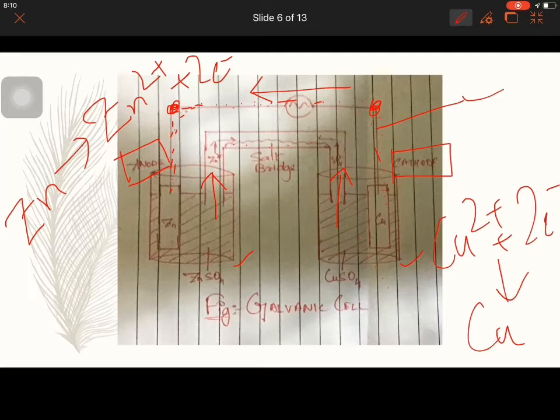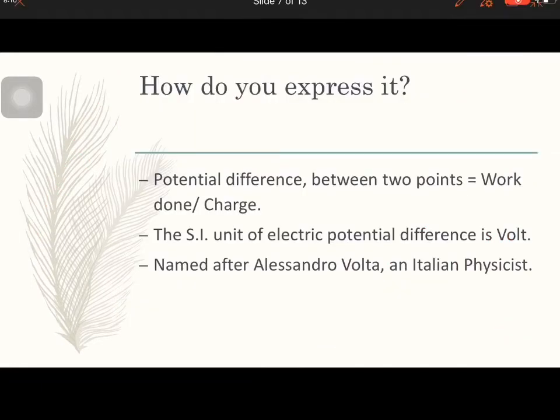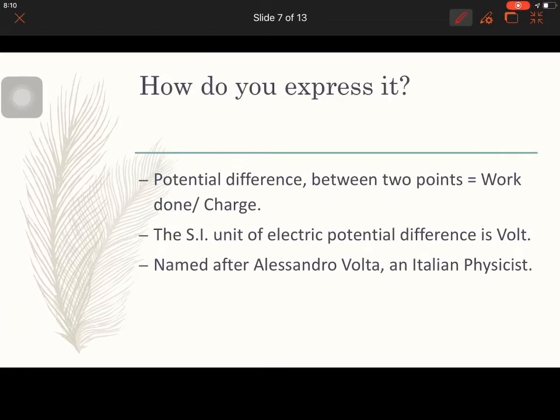Okay, so this is how basically a galvanic cell works. This topic is way out of your syllabus, but still you guys need to know it, not only because it comes in your examinations like Olympiads and stuff, but also for your knowledge. So it basically expresses potential difference.